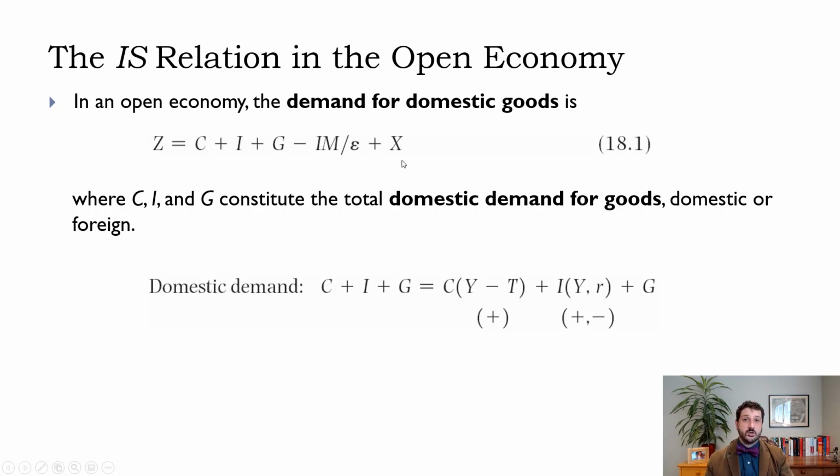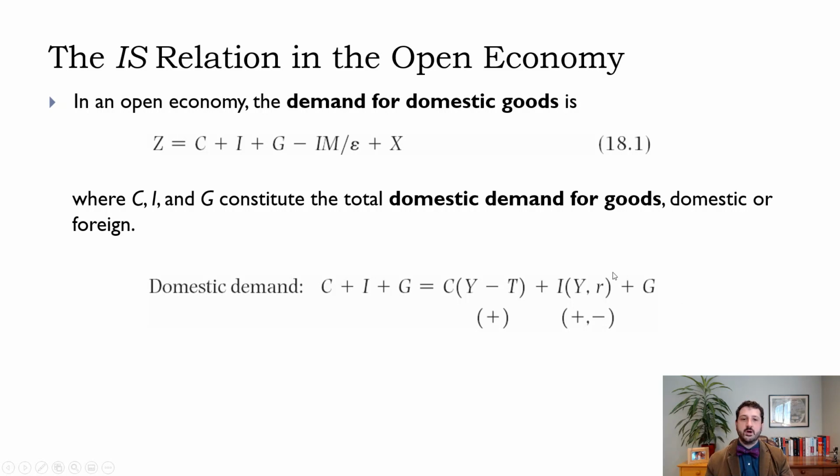But then we also have to add in exports. Now, exports are in American goods, right? We make them in America. We sell them elsewhere. They're not part of C and I and G, right? So they're going someplace else. So we have to add in exports. Okay. Now, C and I and G are total domestic demand for goods. That's sort of where we started before.